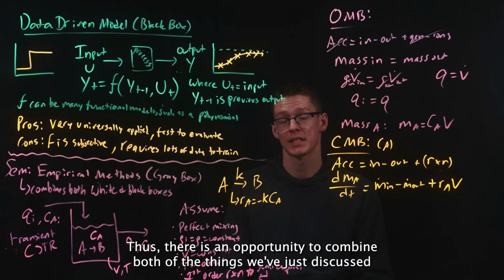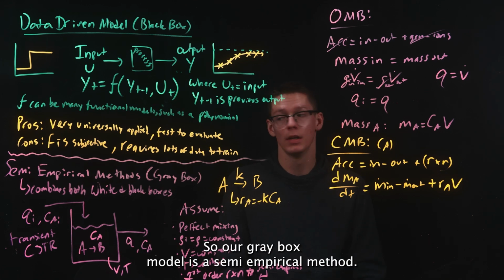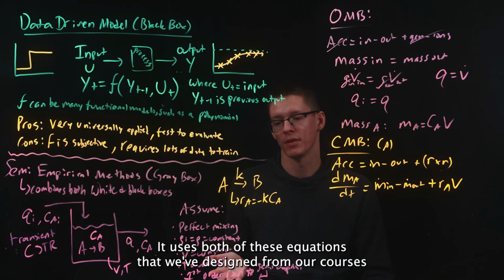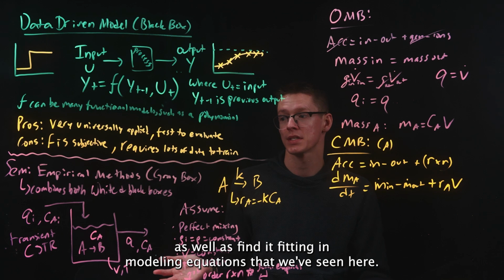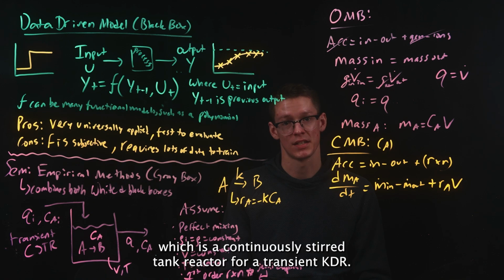Thus, there is an opportunity to combine both of the things we've just discussed, our white box and black box models, and call a gray model. So our gray box model is a semi-empirical method. It uses both of these equations that we've designed from our courses, as well as fitting and modeling equations that we've seen here. Let's consider a transient CSTR, which is a continuously stirred tank reactor.